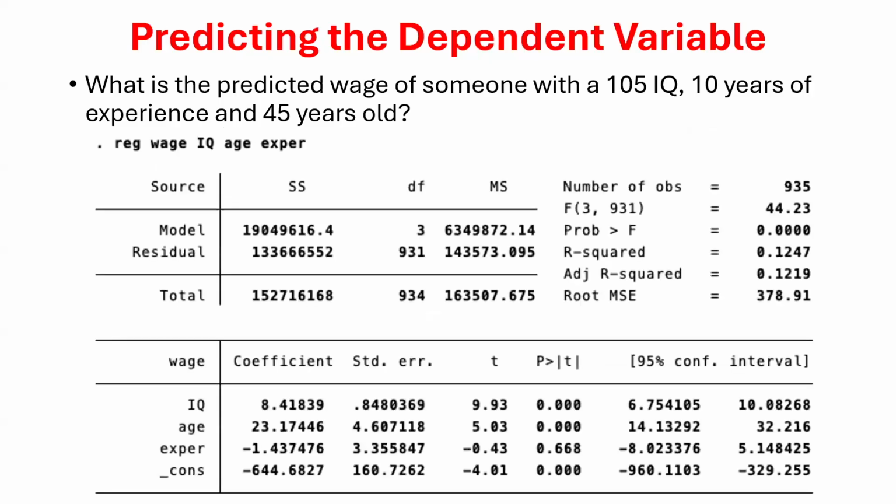So we kind of already went through this, right? I gave you some hypothetical values here, but let's say I wanted to predict the wage of someone who's 105 IQ, 10 years of experience, and 45 years old. What would I do here?